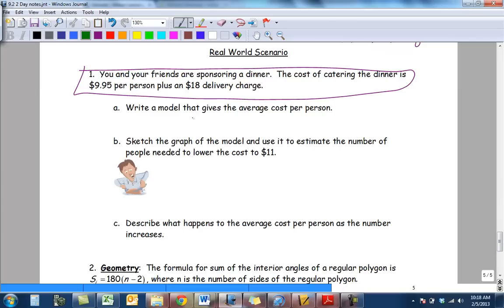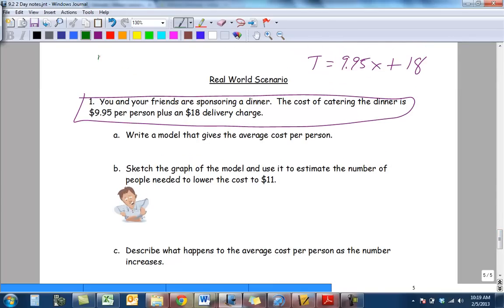It says write a model that gives the average cost per person. Now let's think about what average means. Average means you take the total amount and divide by the number of entries, or in this case, number of people. So here the average is going to be the total cost, which is $9.95x plus 18 divided by, well, how many people are going to this party? We don't know. So x. So we're going to divide it by x, which is the number of people that are going to this party.